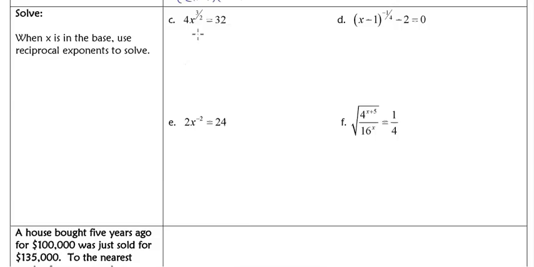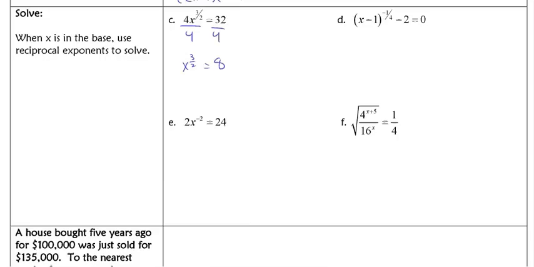Imagine we just had 4x equals 32. We're going to start by just dividing both sides by 4. And remember that we're working backwards through our order of operations when we try to solve for a variable. And so since it's 4 times x to the 3 halves, and that 3 halves power is only on the x, not on the 4, we're first going to undo the multiplication. And so 4 divided by 4 gives us 1, and 1 times x to the 3 halves is x to the 3 halves, and that's equal to 8.